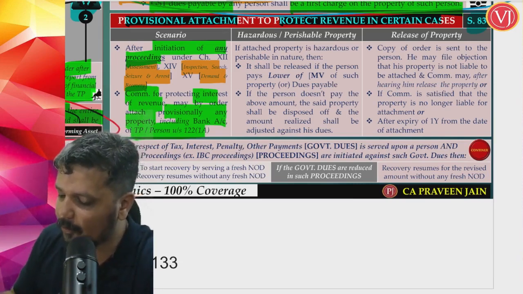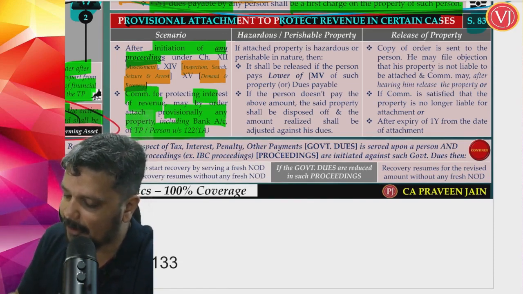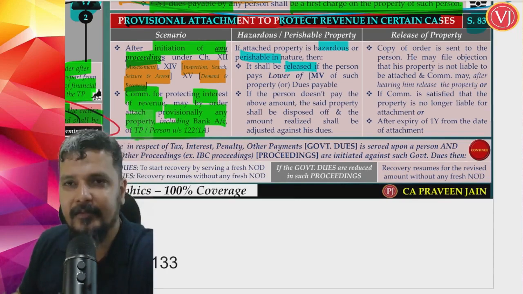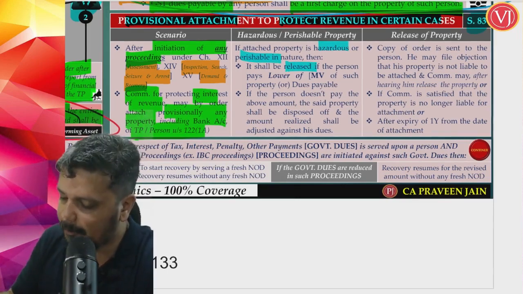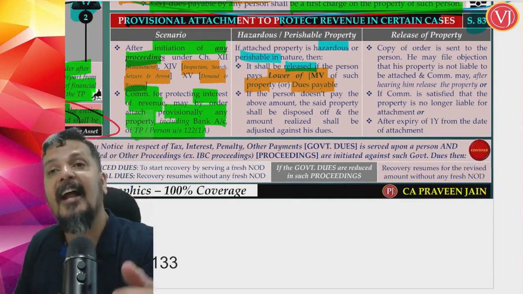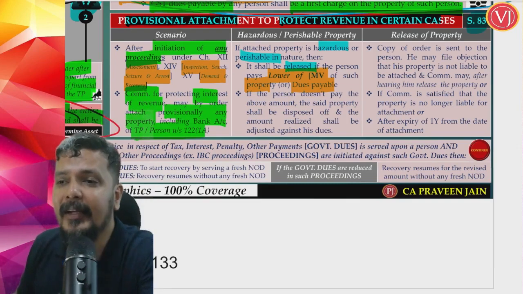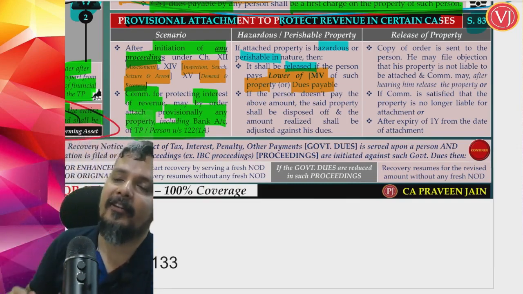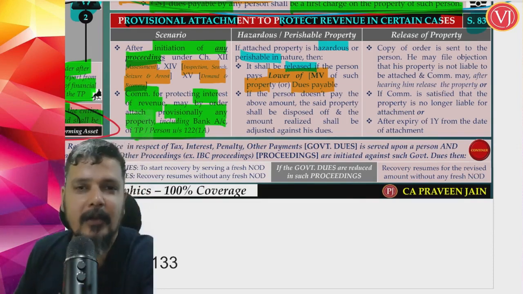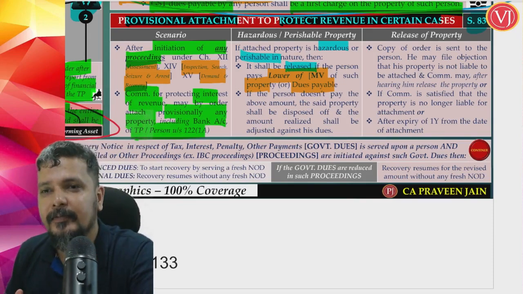For hazardous goods or perishable goods, there will be an option given. What option will be given? For hazardous goods or perishable goods, it will be released either on payment of lower of market value of the property or the dues that may be there. So if it is hazardous property or perishable property, they cannot keep it. So they'll give an option to the assessee. See, we cannot keep it now. Give an option. What you can do?